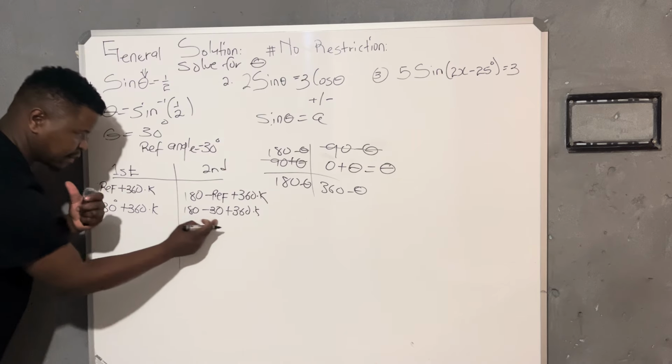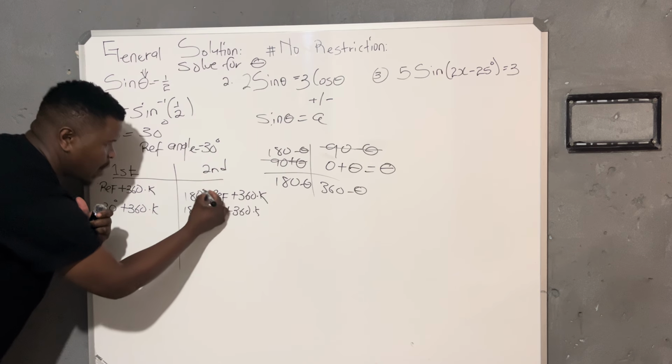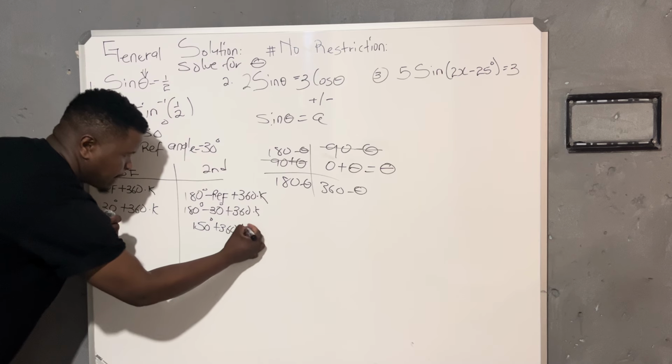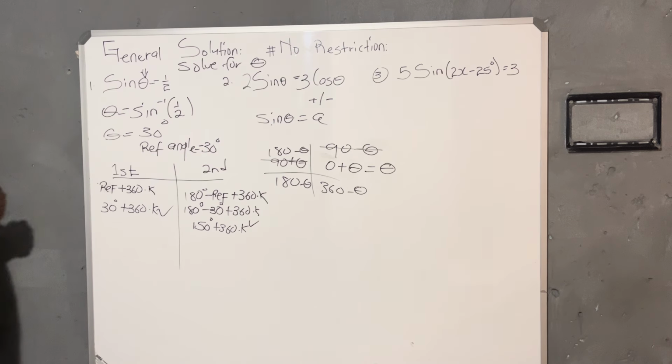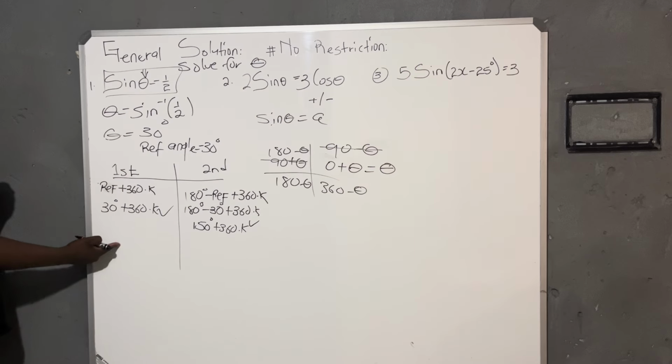Now, what is 180 minus 30? We are getting 150. Remember, these are all angles, degrees. My good people, it ends there. As simple as it is, it ends here.